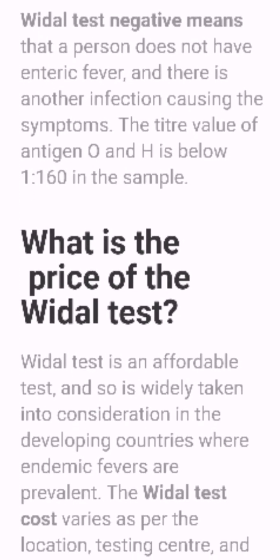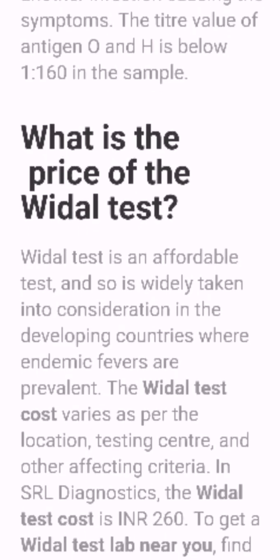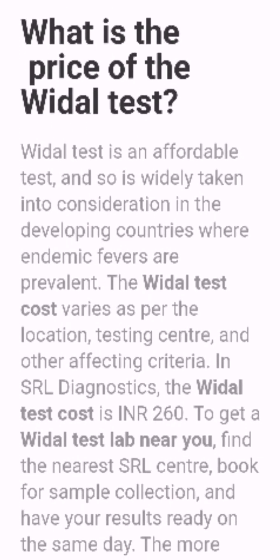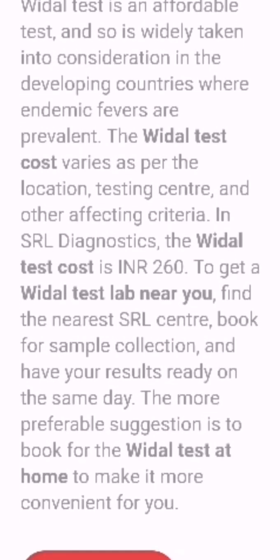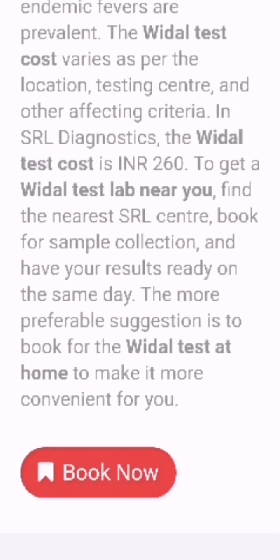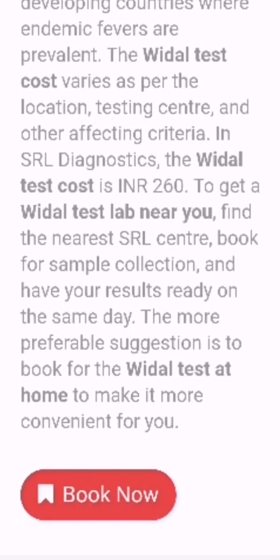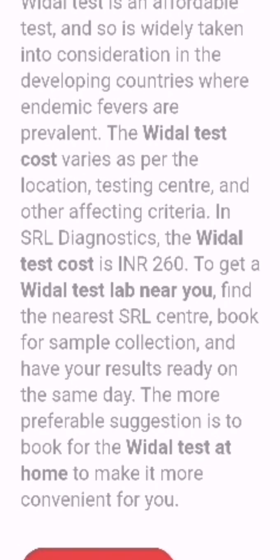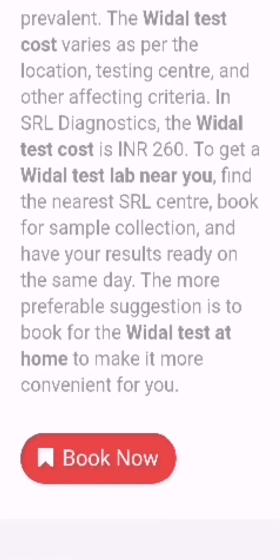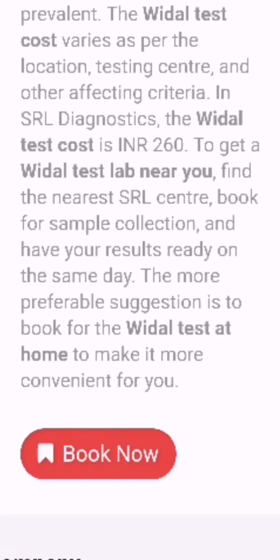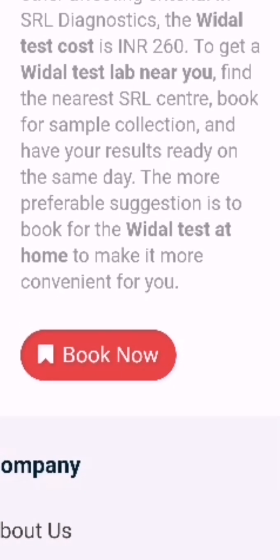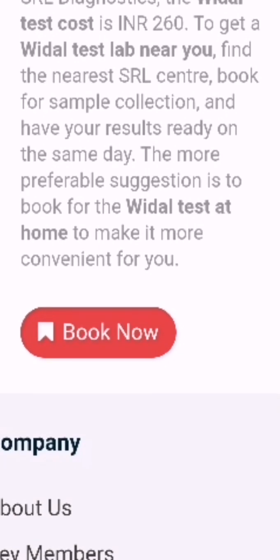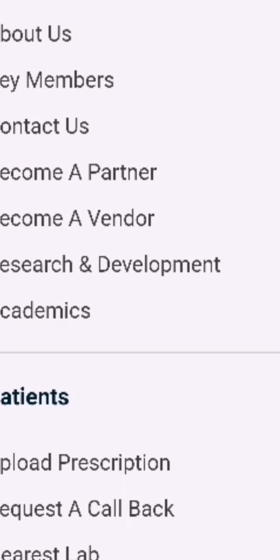What is the price of the Widal test? The Widal test is an affordable test and so is widely used in developing countries where endemic fevers are relevant. The Widal test cost varies as per the location, testing center, and other criteria. The Widal test costs around INR 260. Find the nearest center, book for sample collection, and have your result ready the same day. The more preferable suggestion is to book the Widal test at home to make it more convenient for you.